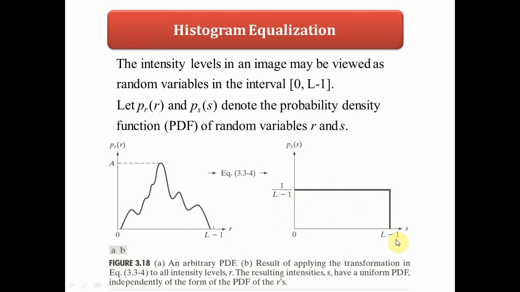Now this should be the effect of histogram equalization. The result of applying the transformation to all intensity levels is that the resulting output intensity S has a uniform PDF, independently of the form of the PDF of R. Okay, so the aim is to make the histogram uniformly distributed over the range of 0 to L minus 1. That is the probability density function. That is the area, the density of the histogram, that is the area that you cover.